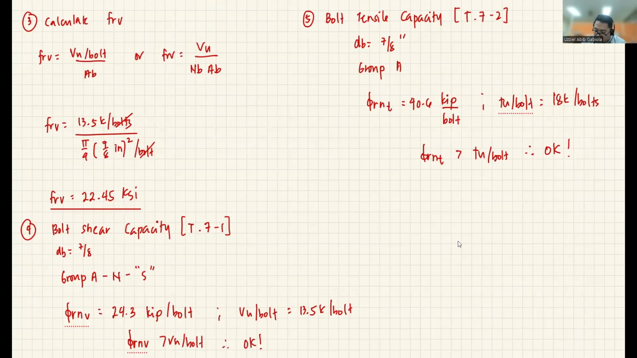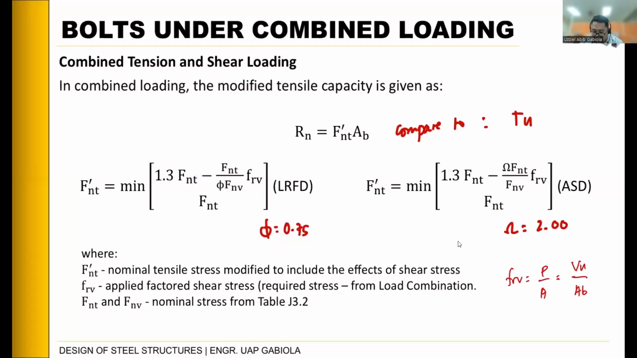Okay? So punta tayo sa number 6. Calculate natin yung bolt interaction capacity. Okay? And sa bolt interaction capacity, we need to get yung reduced value ng tension stress natin. So F'nt is equals to minimum between yung equation natin, yung mahabang equation natin. Ito yung equation natin. So, copy ko na lang to.